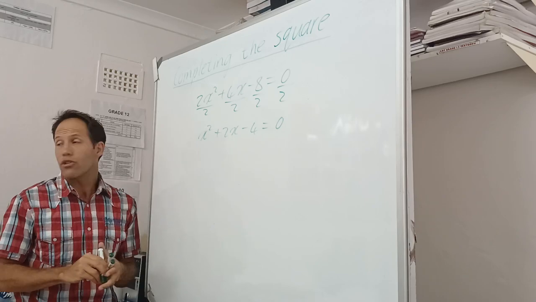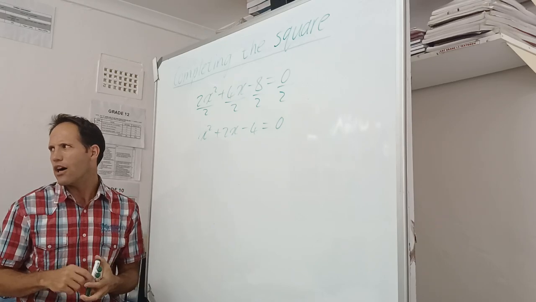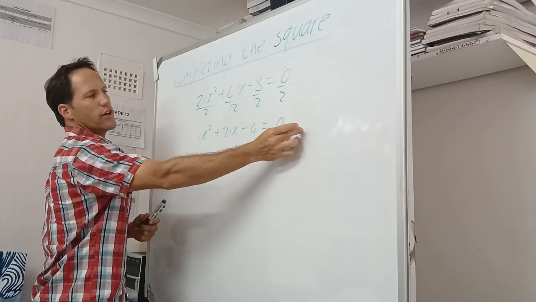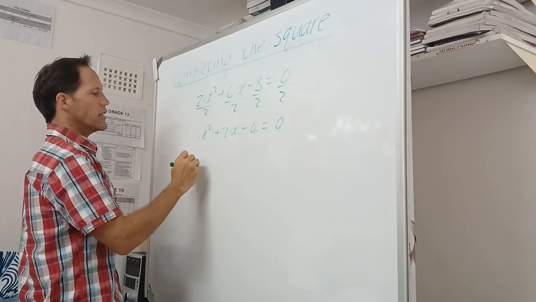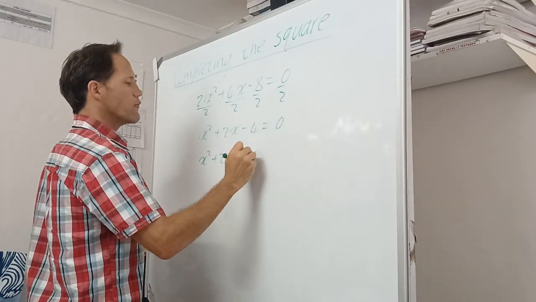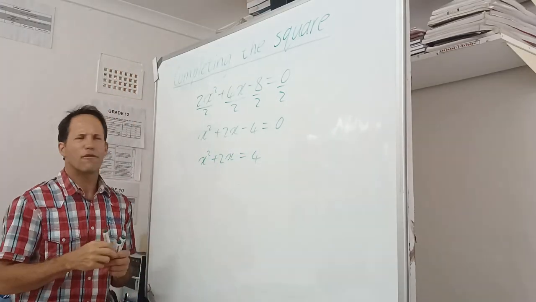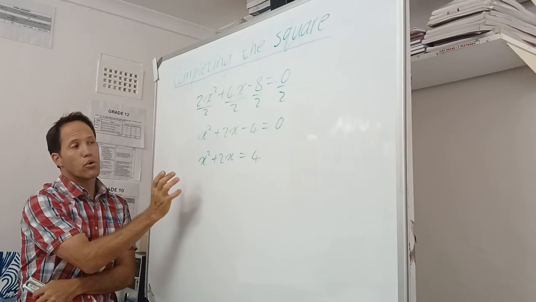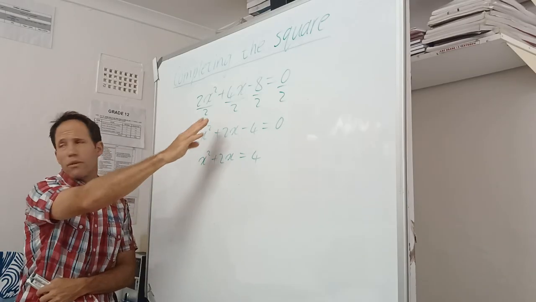The second step, what you can do now, it actually helps, is take the negative 4 over to this side. And then you only have x squared plus 2x equal to 4. Okay. I prefer doing it like that. Okay. Now, the important step. Okay, dividing by 2 was easy.